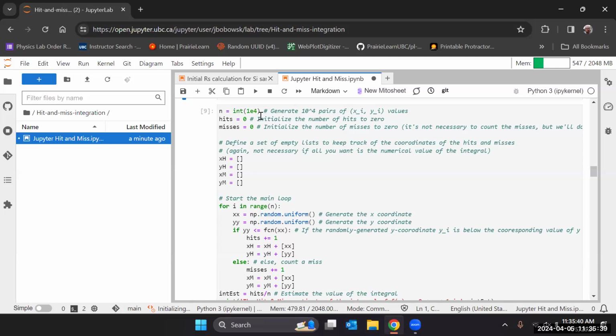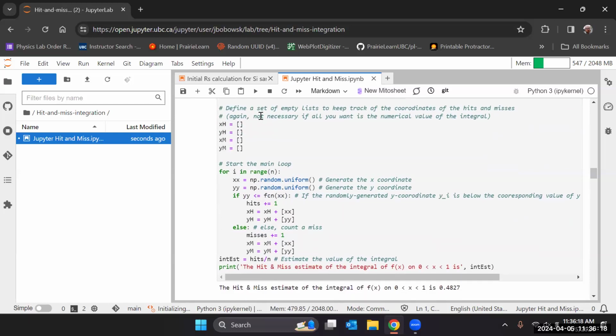Here, we're checking, is the y coordinate less than the function evaluated at the corresponding value of x? If that's true, then that's a hit, and we're going to increase our count of hits by 1. Then I'll also write down the coordinates of the x and y values so that we could plot them later. If y is not less than the function, we'll call that a miss, and we'll increment the number of misses, and then we'll keep track of the coordinates of the misses.